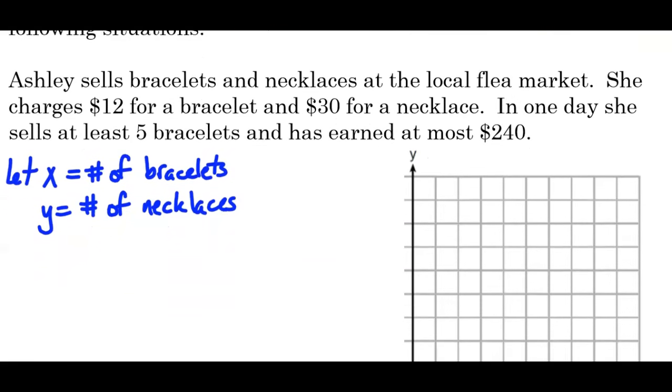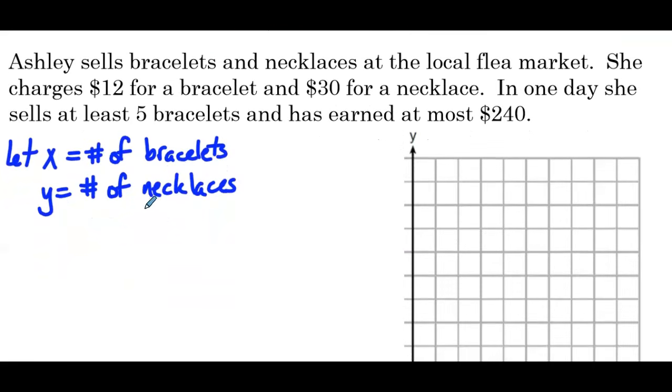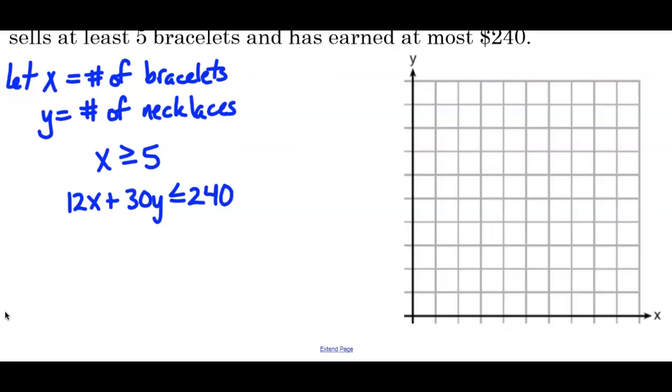So with our variables defined, we can now create inequalities. It says in one day she sells at least 5 bracelets. So that means X is going to be greater than or equal to 5. And she's earned at most $240. Well, let's create an expression to represent how much she's going to make. Each bracelet, she's going to make $12, so that's going to be 12X. Each necklace is $30, so 30Y. And that value, how much she earns, is at most $240, so less than or equal to 240. So we have our system of inequalities.